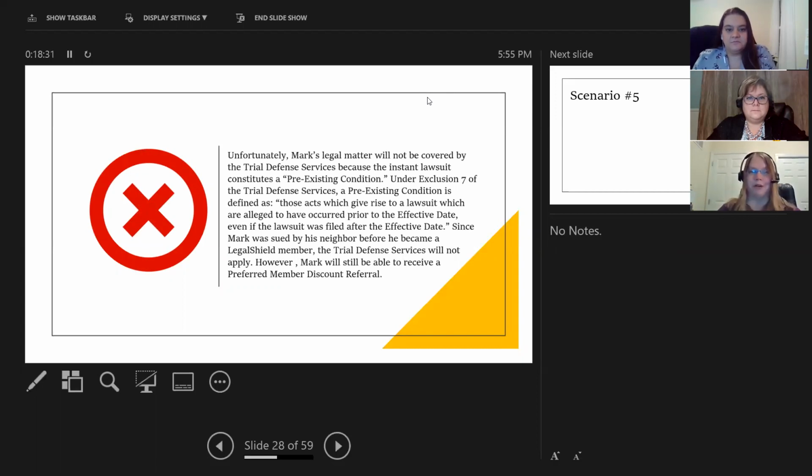His matter won't be covered, and I give the exclusion information here just so everybody is aware of it. Those are acts that occur prior to the effective date, so this is considered pre-existing. This all happened prior to his membership, so we would not be able to extend trial defense coverage here, but we would still offer him a preferred member discount.